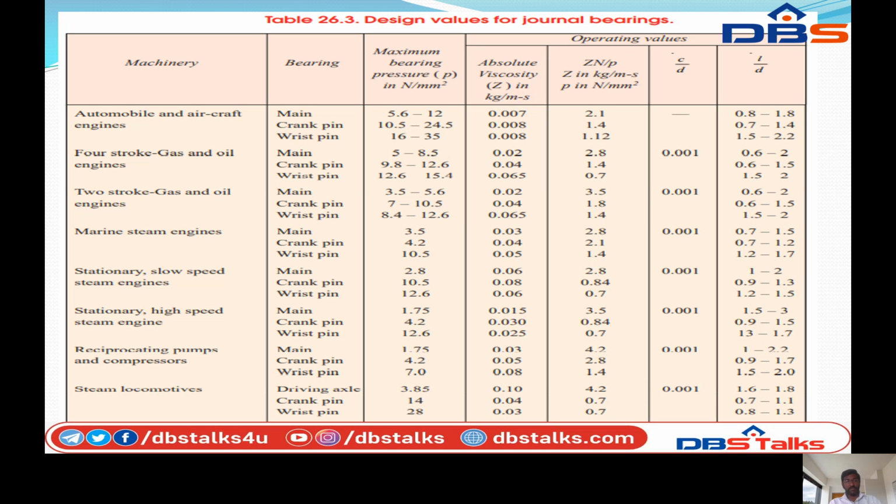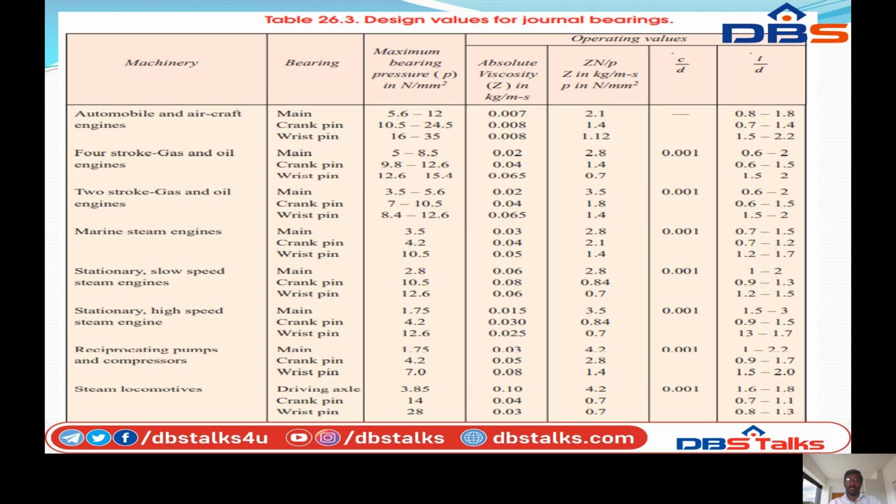Let us start with the machinery. The first machinery is automobile and aircraft engines. The bearings are main, crank pin and wrist pin. The maximum bearing pressure is 5.6 to 12 Newton per mm square, 10.5 to 24.5, and 16 to 35.